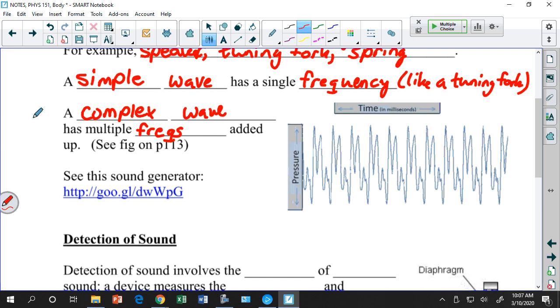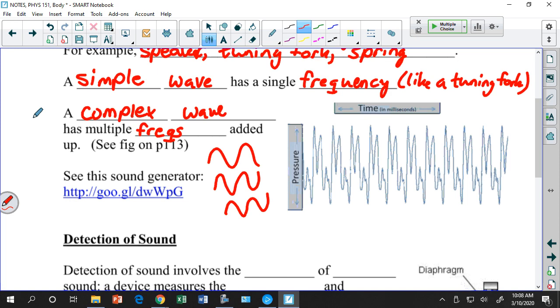Yeah, so it has a picture of a simple periodic wave and then a complex periodic wave on page 113, but it's similar to what I have on my book. The way you get a complex wave is by adding up multiple waves. So if I add up, say, a wave like this, and then a wave like this, and then a wave like this, notice that these waves are all sort of offset from one another.